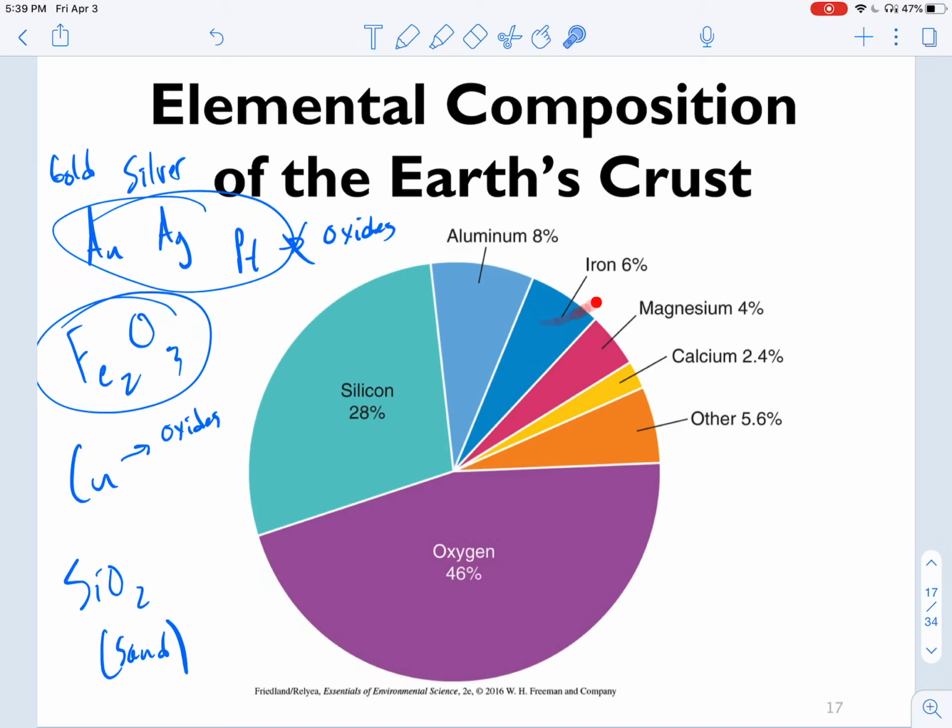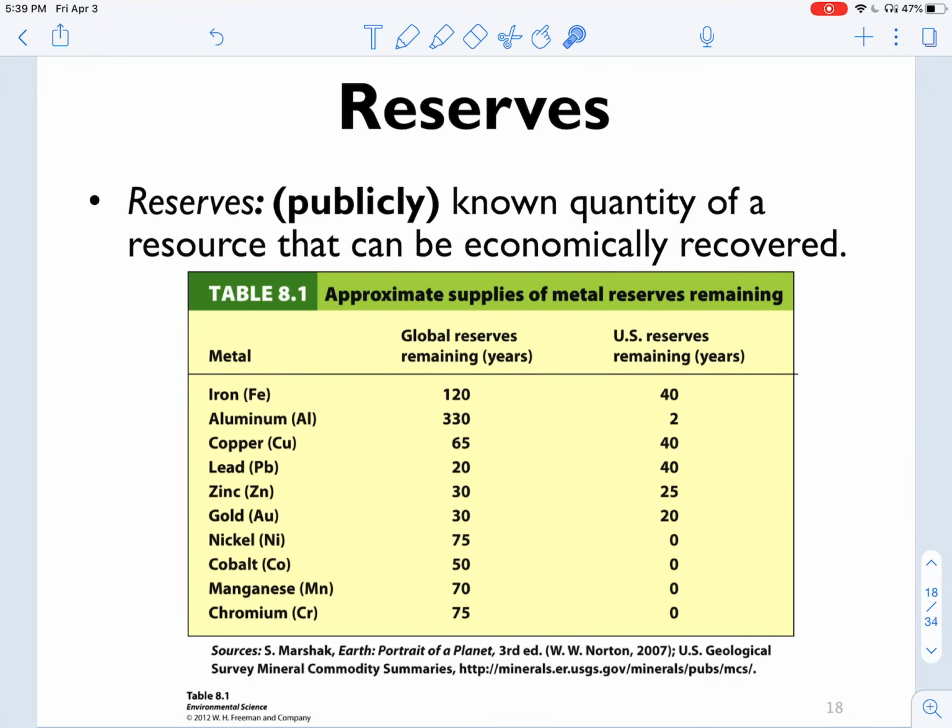We have a bunch of aluminum, a decent amount of iron, magnesium, calcium, and then this big other. This is where a lot of the valuable materials that we don't have a lot of are. Now, what happens when we run out of this stuff? Well, when we run out of this stuff, it's gone unless we're able to recycle it somehow. So the book notes, and this is from 2007, so I'm not sure how much it's changed now.